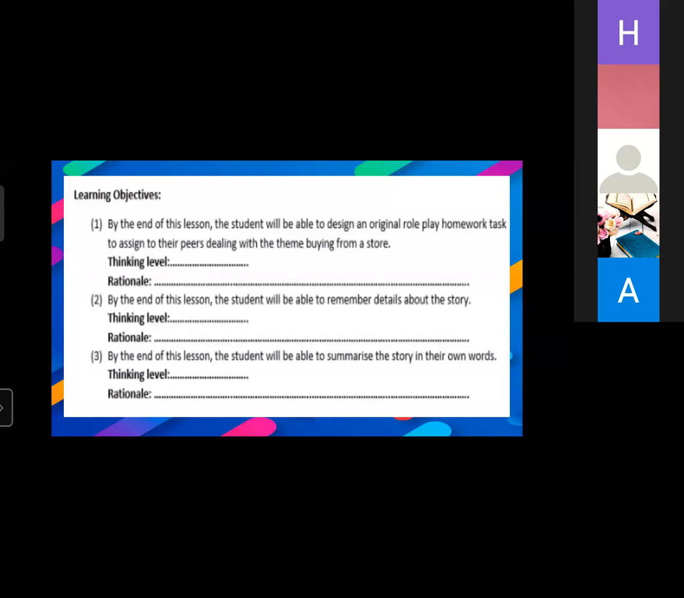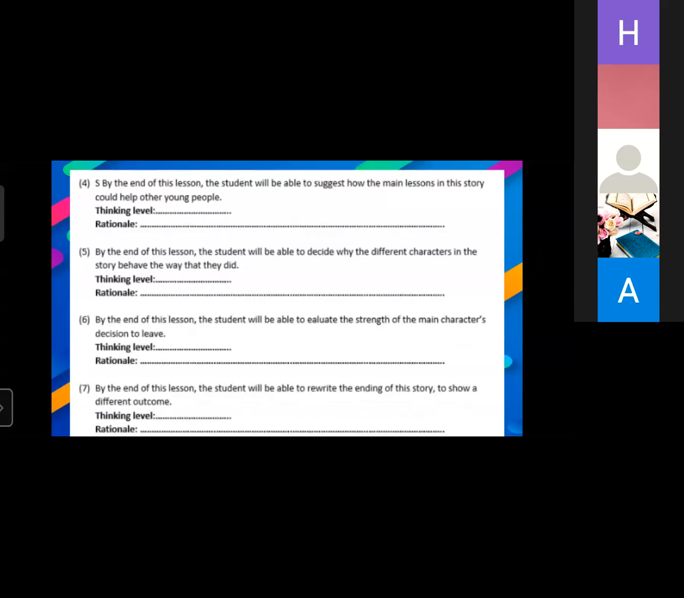So as we have mentioned before, an objective can deal with more than one level of Bloom's taxonomy. Okay, here are some more objectives. We can read quickly so as not to waste our time. By the end of this lesson, the student will be able to suggest how the main lessons in this story could help other young people.